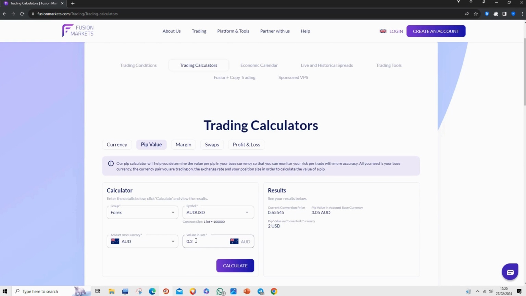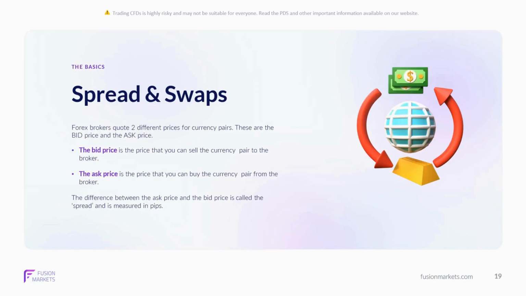A little bit more terminology now: spread and swaps. Firstly, spread. Forex brokers quote two different prices for the currency pairs, the bid price and the ask price. The bid price is the price that you can sell the currency pair to the broker, and the ask price is the price that you can buy the currency pair from the broker. The difference between the ask price and the bid price is called the spread and is measured in pips.